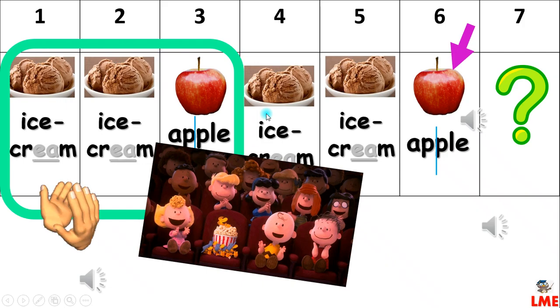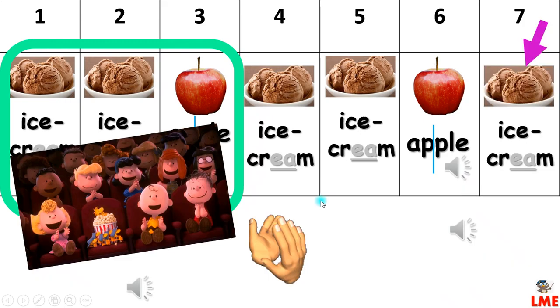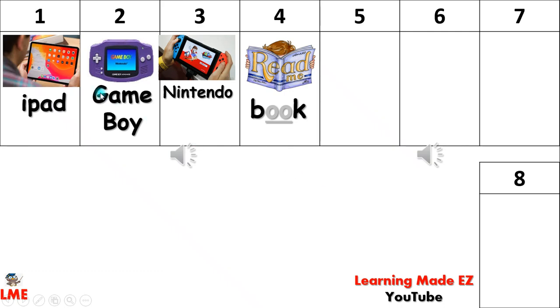You got the right answer. Apple comes next in the pattern. Can you guess what's next in the pattern? You are correct. Ice cream comes next in the pattern. Days 1, 2, and 3, you get to play iPad, Game Boy and Nintendo. However, Mom said no more games. On the fourth day, you have to read a book.